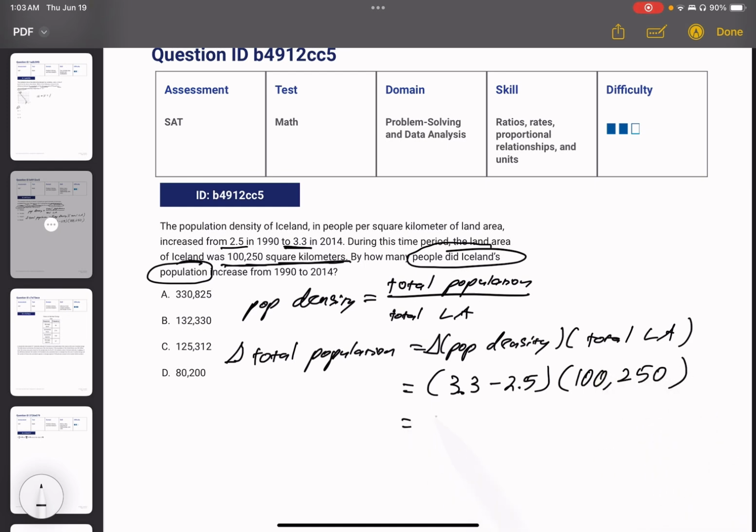And then this is equal to 0.8 times 100,250. And now plug that into your calculator. And we get 80,200, which is answer D. So not a hard problem, but just really need to focus on the setup. And from there, it's just plugging in the values already given.